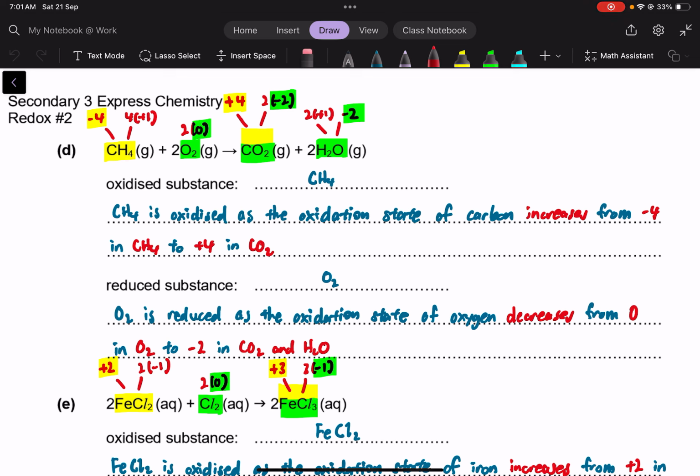If you want, you can write either CO2 or H2O, or you can just write both CO2 and H2O.